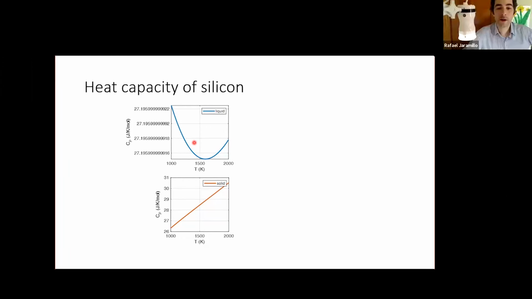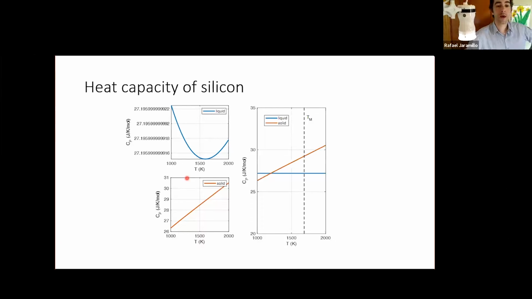Here's a word to the wise. In thermodynamics, as in any science and engineering, you always have to pay attention to the numbers, and plots can lie. Let's plot these together. What happened? Same data. You see what happened? The y-axis range here was really teensy tiny. Basically, what this data is telling you is that for all intents and purposes, the heat capacity of liquid silicon is a constant, and the heat capacity of solid silicon is a straight line with a slope.